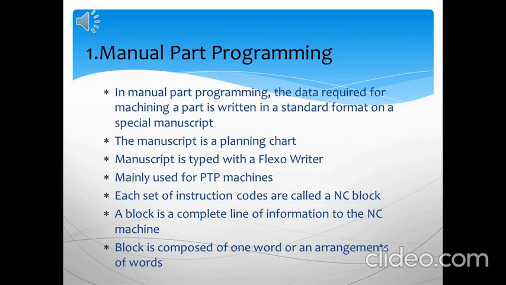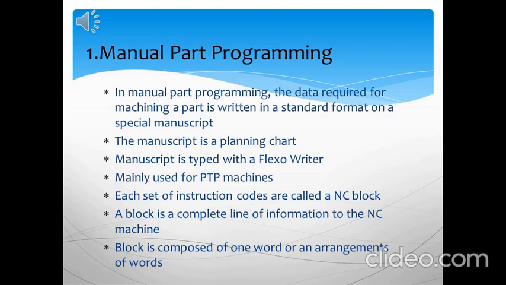The first type, manual part programming. In manual part programming, the data required for machining a part is written in a standard format on a special manuscript. Usually the manuscript is a planning chart. The manuscript is typed with a flexowriter. Manual part programming is mainly used for point-to-point machines.